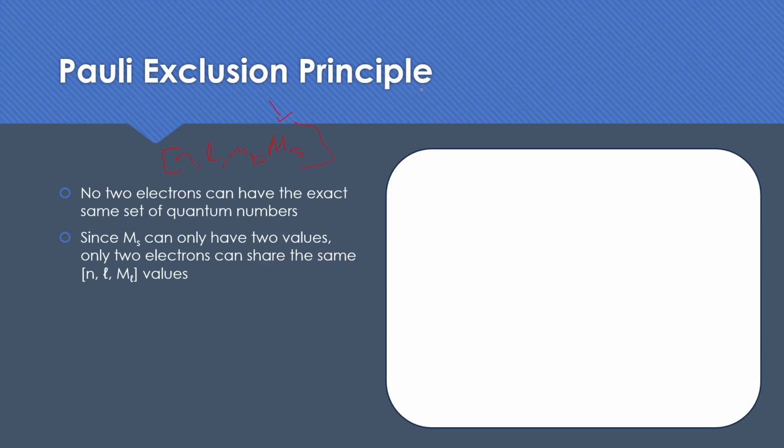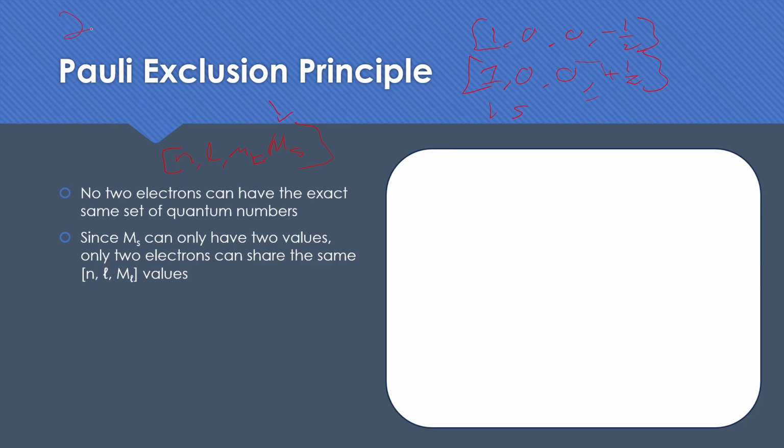Because you only have 2 possible values for ms, any combination of n, l, and ml can only have 2 electrons. For instance, if I have n equal to 1, l equal to 0, ml equal to 0, which represents our 1s orbital, then I can have plus 1/2, and I can also have 1, 0, 0, minus 1/2. Okay. I cannot put any more electrons here because I cannot have any more electrons in the 1, 0, 0, let's say neighborhood. Let's say that's the neighborhood and this is the exact house. I can't have anyone in that neighborhood because I've run out of spaces.